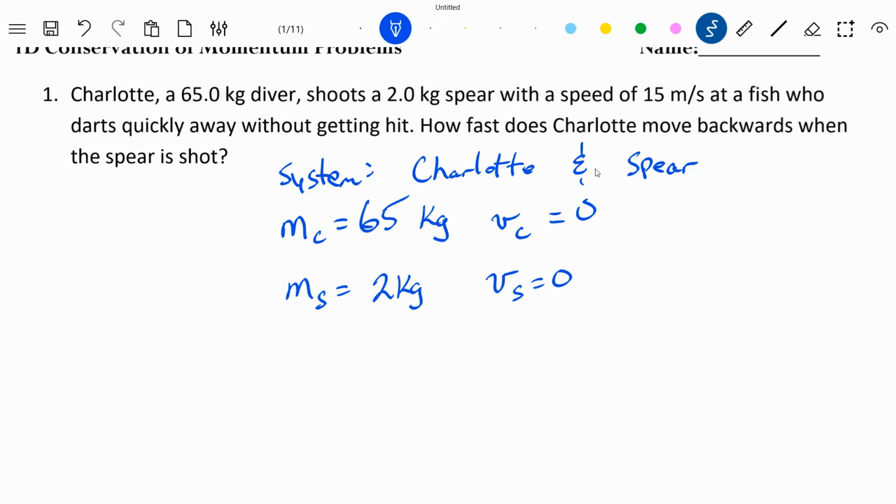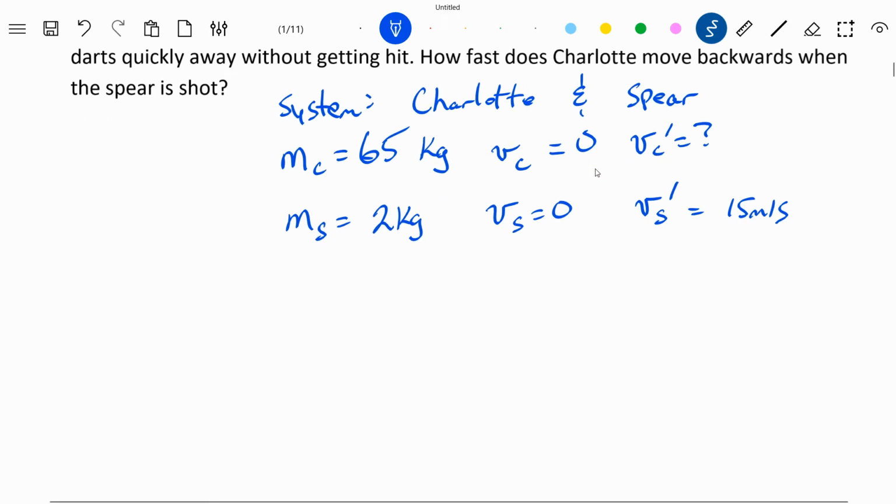Charlotte moved backwards when the spear is shot. Oh, okay, so then the spear is shot. So the velocity of the spear after it was fired is 15 meters per second. And the question ultimately is, how fast does Charlotte move backwards when the spear is shot? So what is the velocity of Charlotte after the firing of the spear?